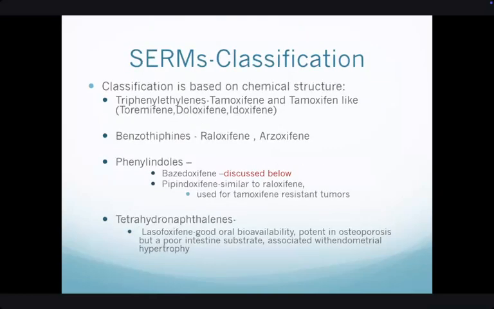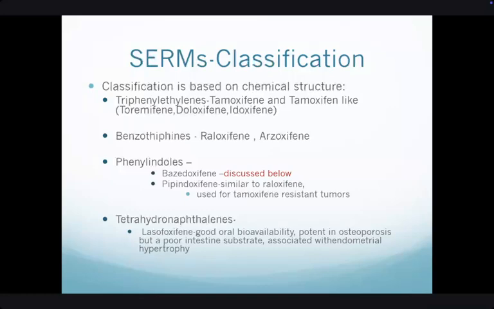So how then do we classify the SERMs? The SERMs are classified according to their chemical structure into 4 groups. We have the triphenyls, we have the benzols, we have the phenyls, and the tetraphs. So under the phenyl, we have the tamoxifen and tamoxifen-like. The tamoxifen-like include the toremifene, droloxifene, and idoxifene. And under the benzols, we have raloxifene and arzoxifene, which we'll discuss shortly.